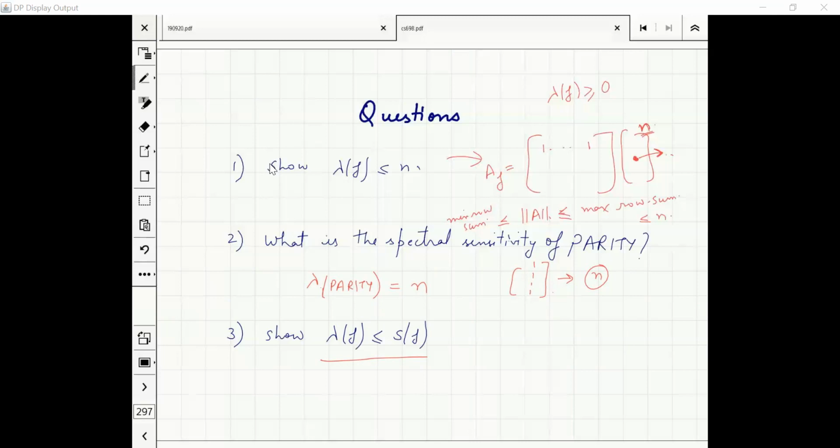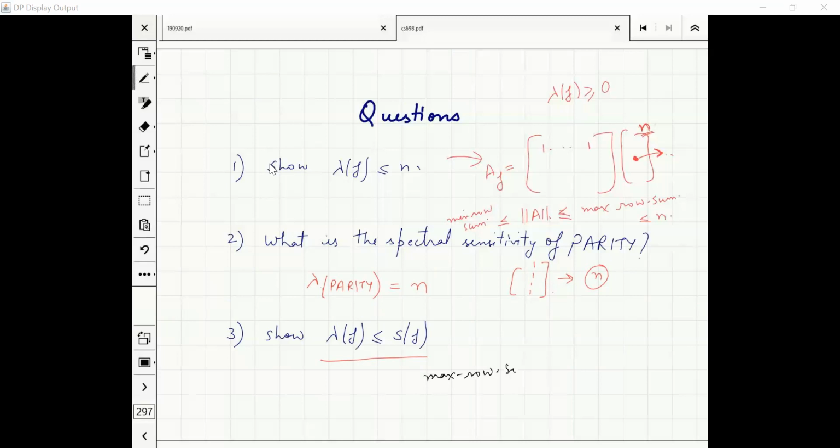These are small facts which you can actually try for yourself. This will give you practice with calculating eigenvalues. What about lambda f less than or equal to sensitivity? Why is that true? Because the max row sum can be sensitivity. Very good.